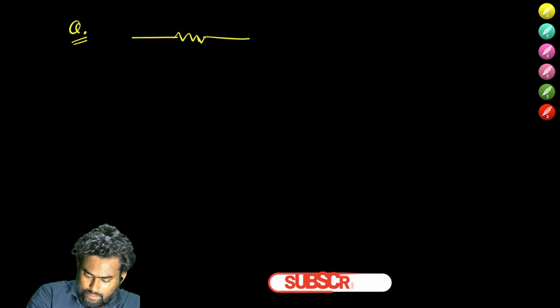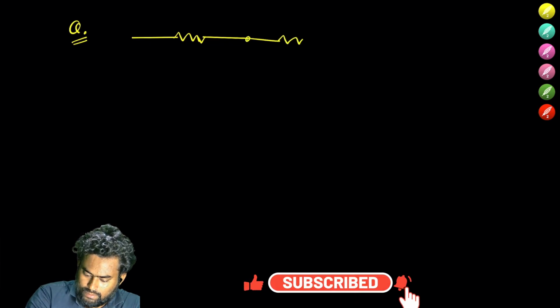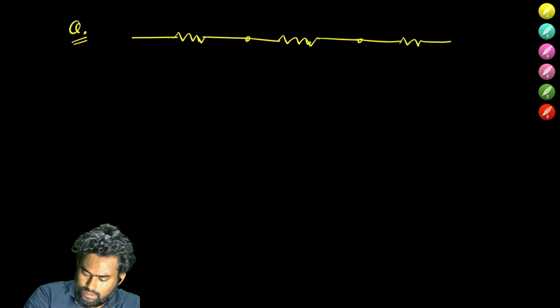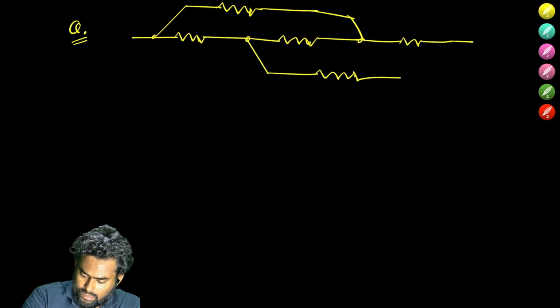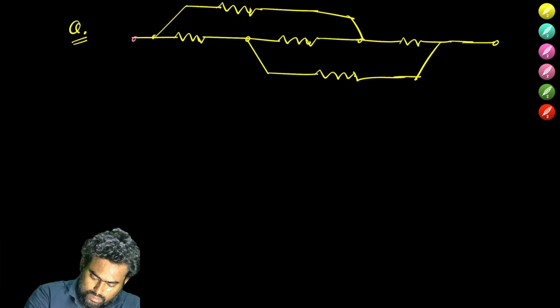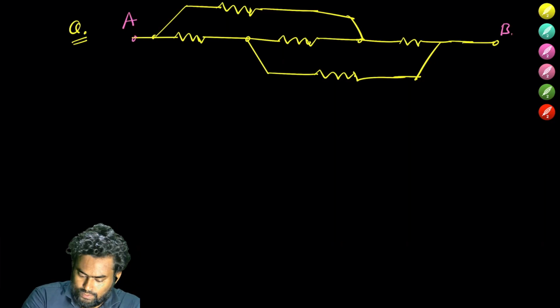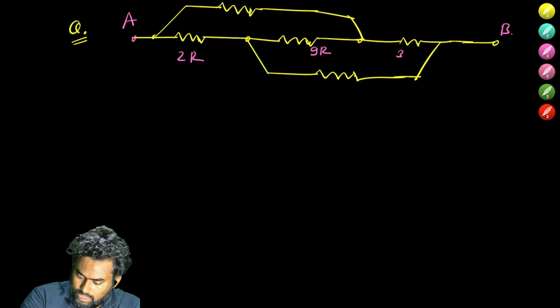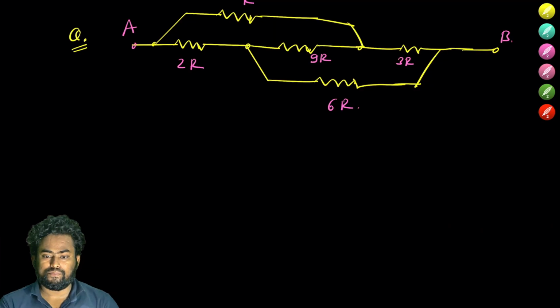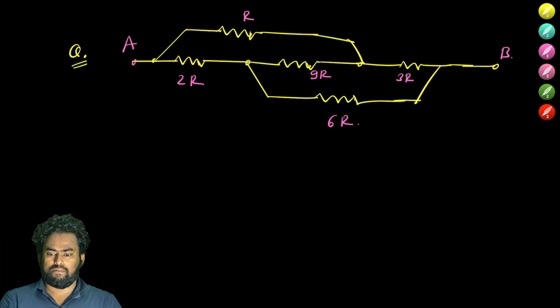Okay, next arrangement we have here. Points A, B. Here we have 2R, here we have 9R, here we have 3R, the above one is R, the below one is 6R. Okay, it's a linear form.